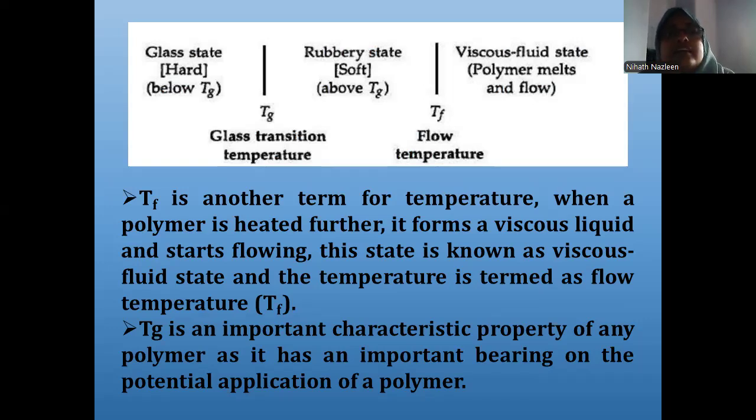Then there is another term, known as the flow temperature, Tf. When a polymer is heated further, it forms a viscous liquid and starts flowing. This state is known as the viscofluid state, and the temperature is termed the flow temperature. Therefore, Tg is an important characteristic property of any polymer, and it has potential applications for each and every polymer.